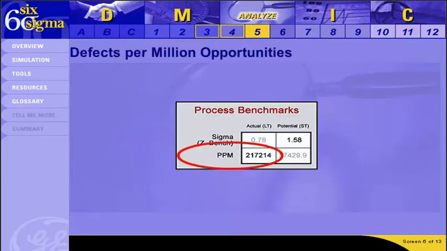The overall DPMO for the application data entry process is over 217,000 defects per million opportunities as defined earlier. So how much should you look to reduce this value for your project? There are new corporate guidelines for Six Sigma certification. Please check with your business quality leader or master black belt for help understanding the requirements in your business.